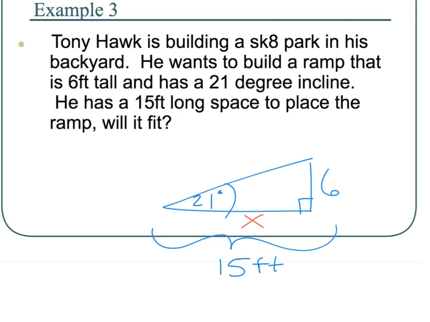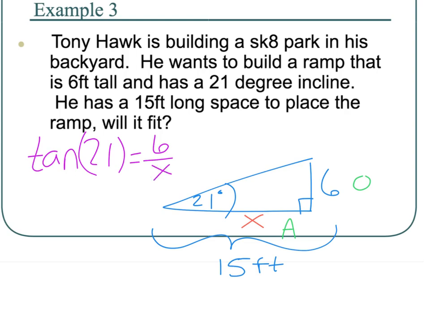Let's find out. If I've got my angle of 21 degrees, my height of 6, and the x there, then with respect to my angle, this is my opposite side and this is my adjacent side. Once again, we're using tangent. So tangent of 21 degrees is equal to my opposite, which is 6, over my adjacent x.